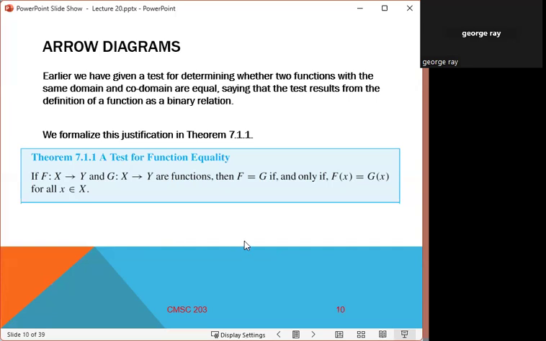So when we're going to test two different functions for equality, this is what that means. If we have the function f that maps X to Y, and the function g that maps X to Y, then f equals g if and only if f of x equals g of x for all the elements in the domain X.